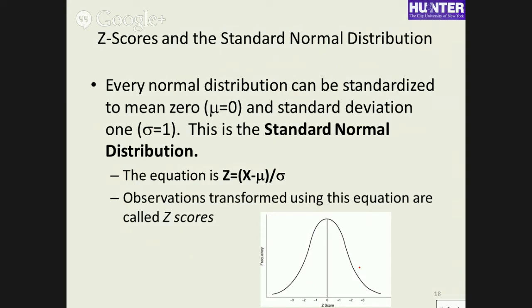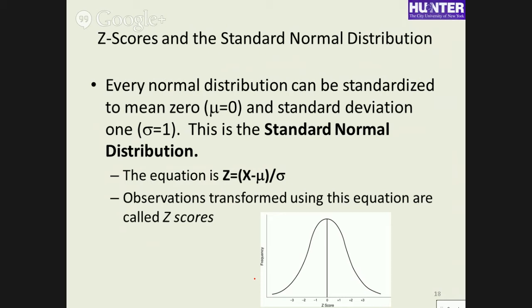Okay, so a normal distribution can have any mean and any standard deviation. Standard deviation has to be positive. That's the only limitation on it. Mean can be anything. But there's only one standard normal distribution, and you can convert any other normal distribution to the standard normal. All you have to do is subtract its mean and divide by its standard deviation.